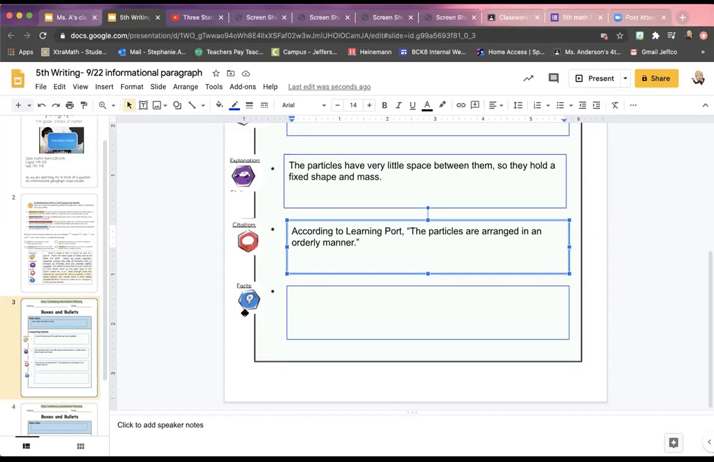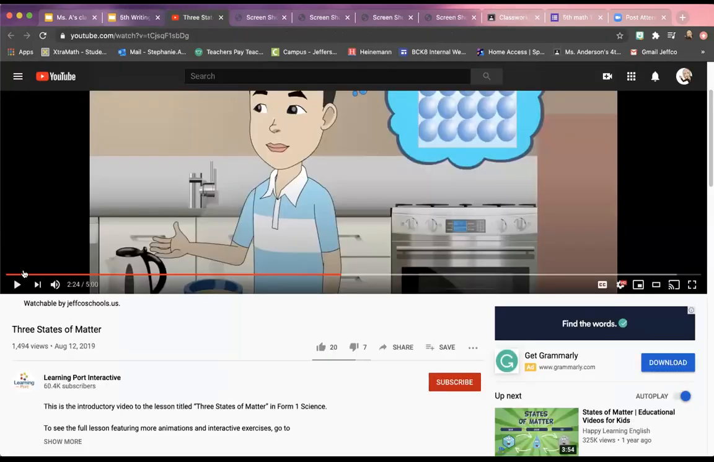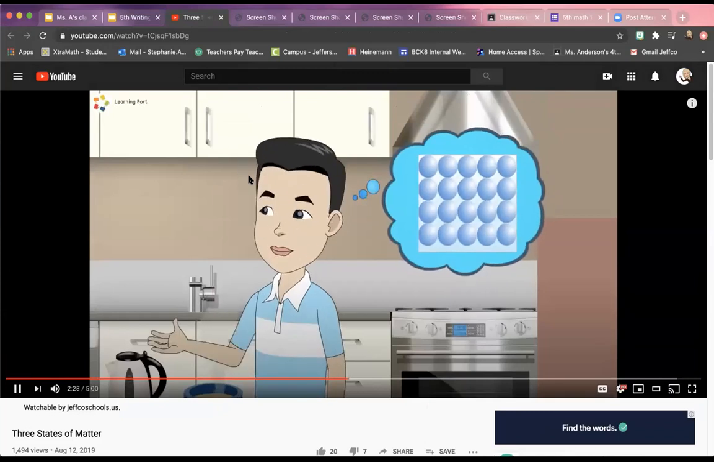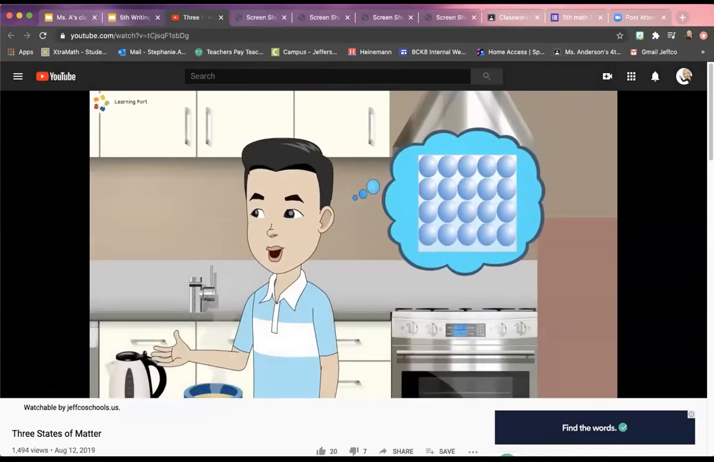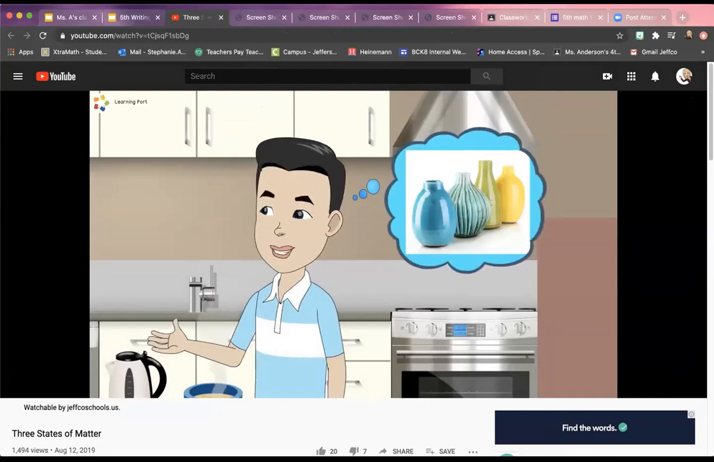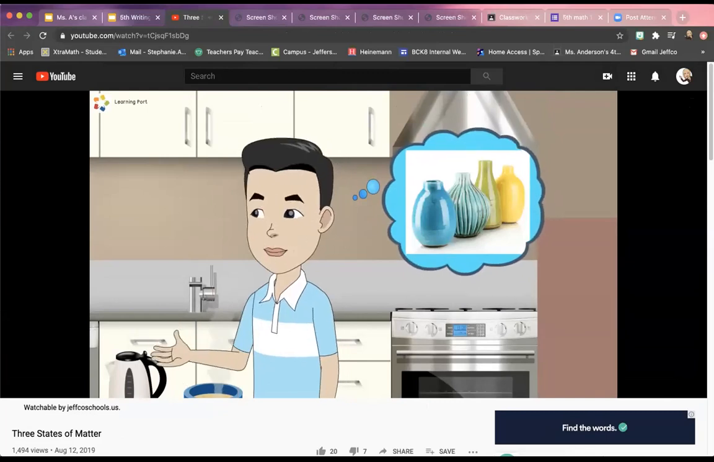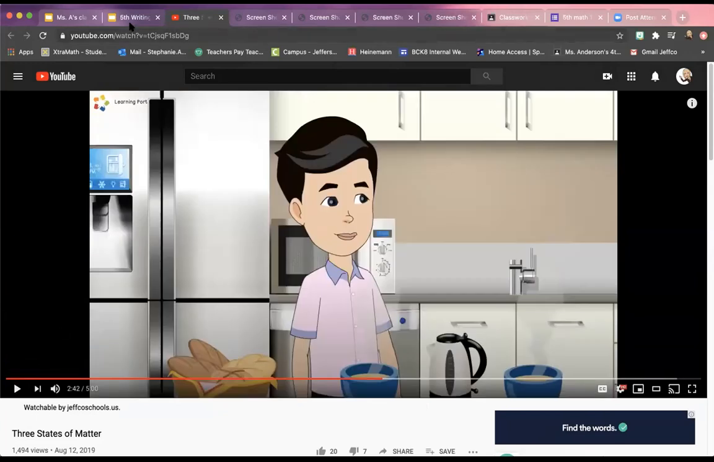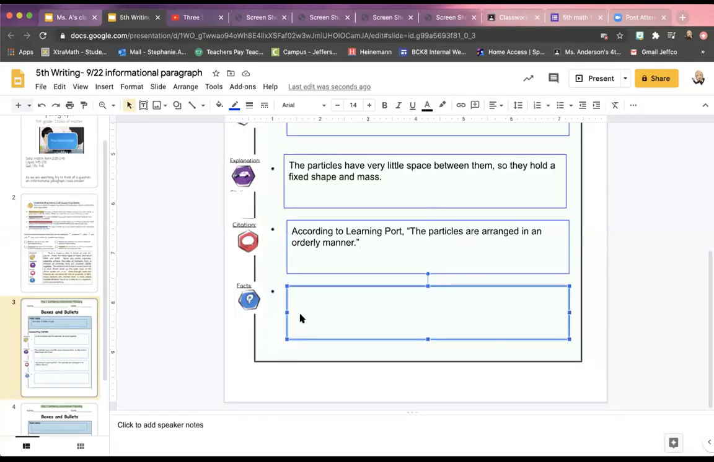And now I need an interesting fact. What's something interesting here? The particles in a solid vibrate in a fixed position, and there is very little space between the particles. That's why a solid has a fixed mass and a fixed shape. It also has a fixed volume, and it is incompressible. I heard the word incompressible. A solid is incompressible.